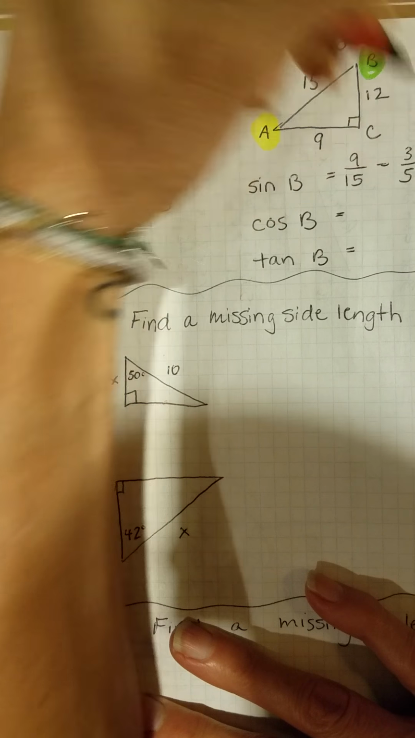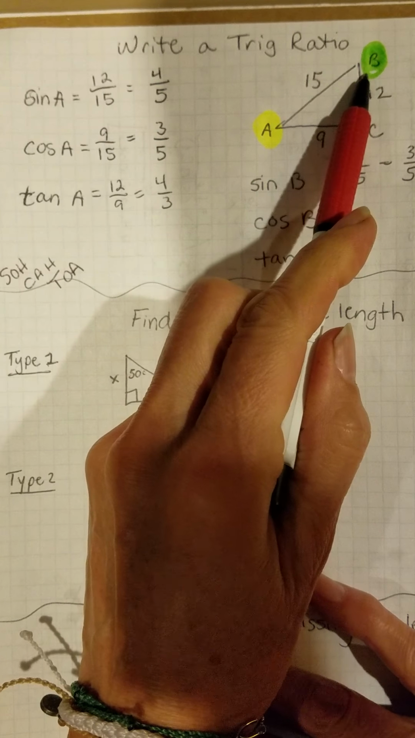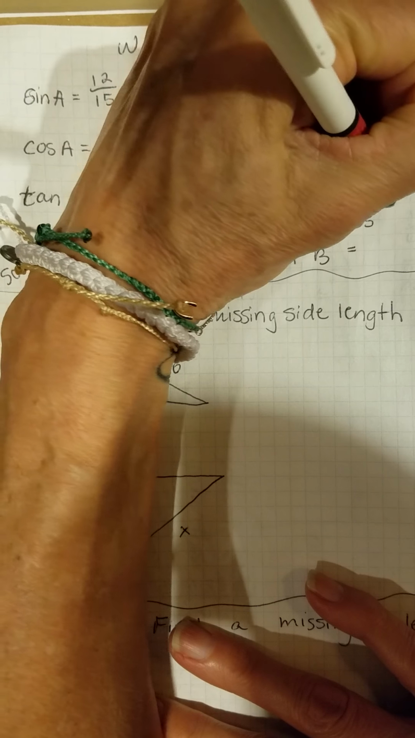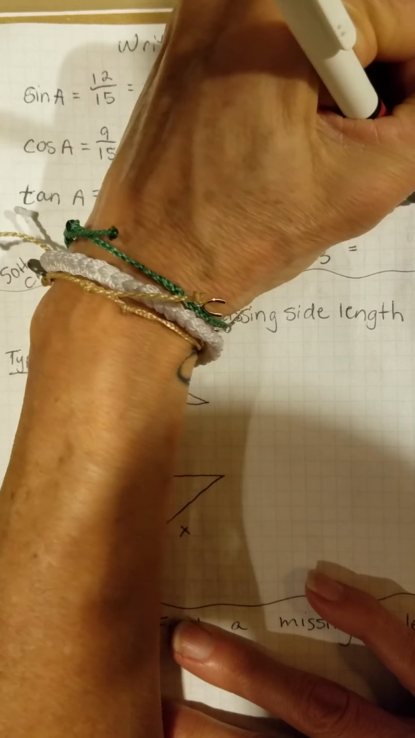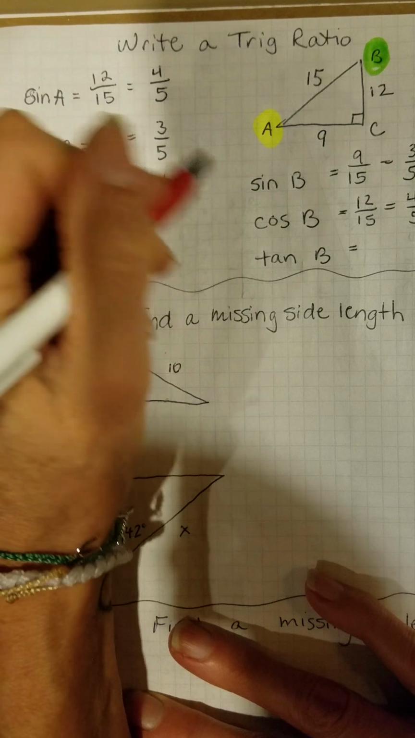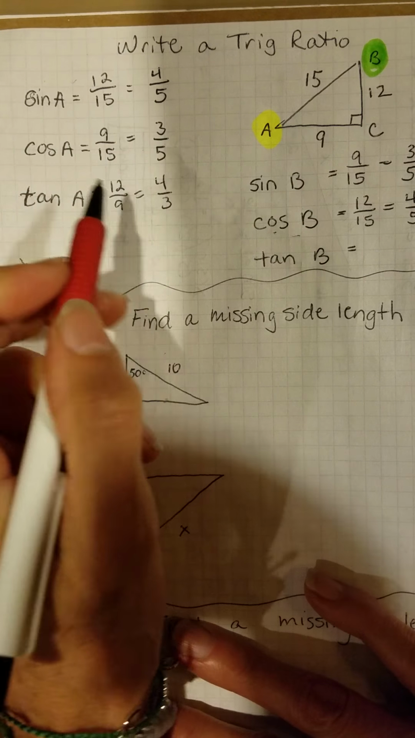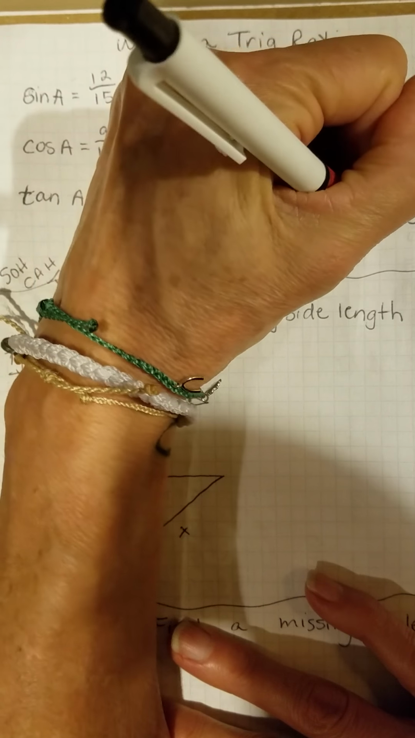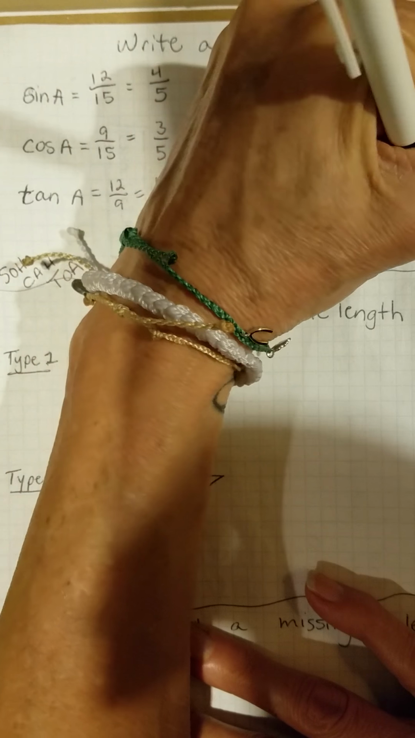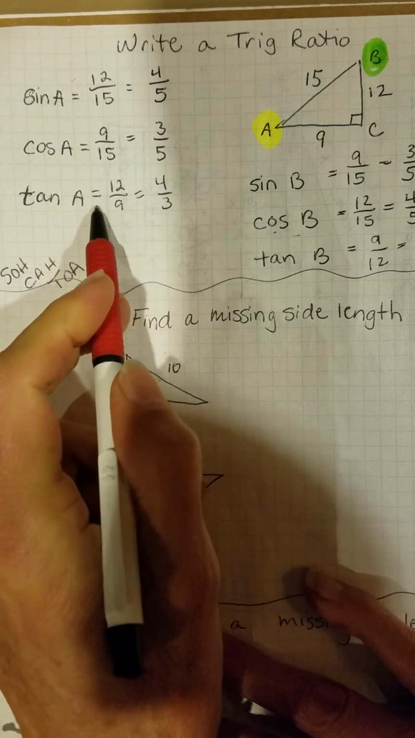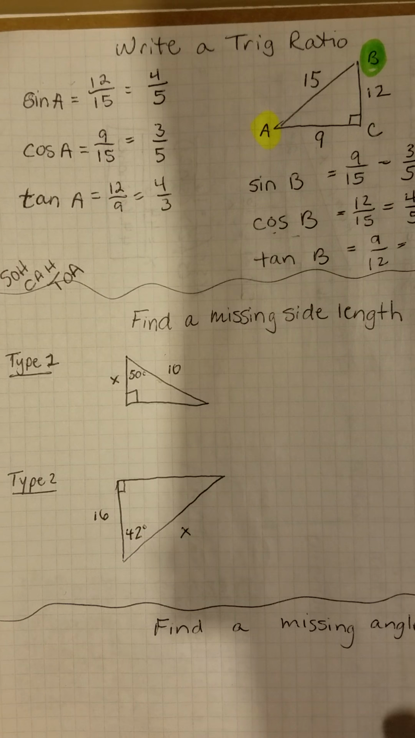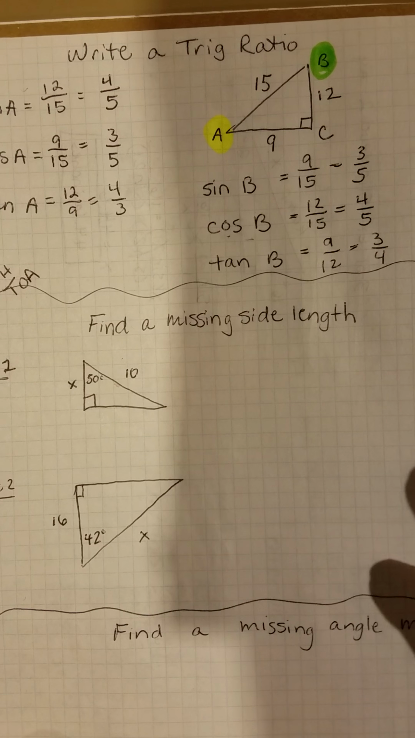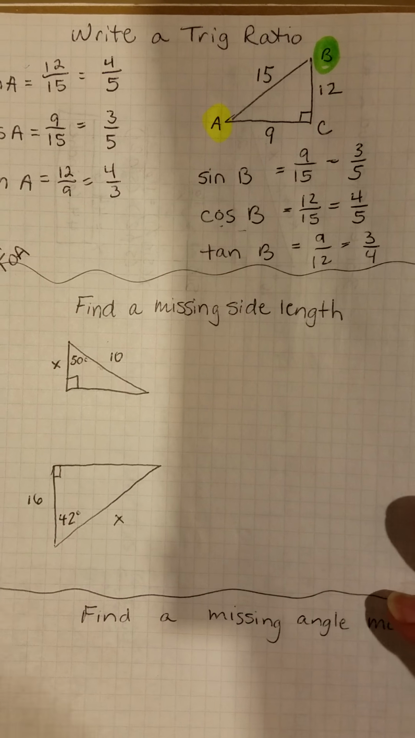3 over 5. Cosine B, so remember, look at angle B, 12 over 15. Hey, remember writing that one down too. That simplifies to 4/5. Pretty cool, right? Sine and cosine, cofunctions. And then tangent for angle B is opposite over adjacent, so 9 over 12, which simplifies to 3/4, the reciprocal of A. So that's writing a trig ratio.